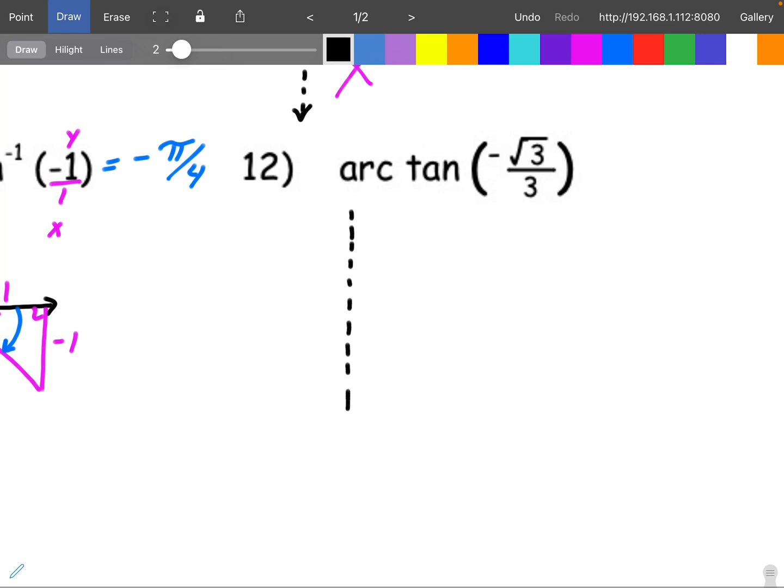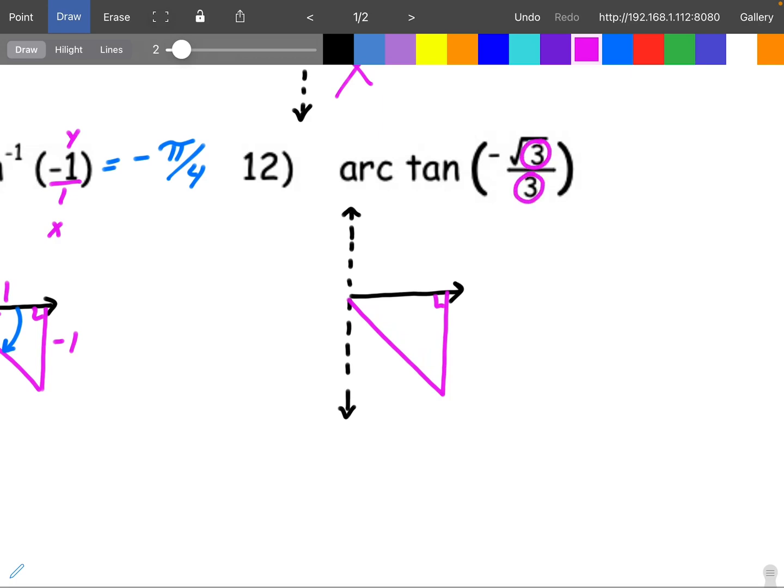All right, so for number 12, we have arctangent, which we know cannot occur on the y-axis, but it can occur anywhere in quadrant 1 or 4, or on the positive x-axis. So we know that we are looking for where tangent is negative. Which one of those quadrants would tangent be negative? Quadrant 4. So we're going to go ahead and draw our triangle in quadrant 4. Now we are looking for where in the world would we have negative square root of 3 over 3. Well, nowhere in the unit circle do we have negative square root of 3 over 3.